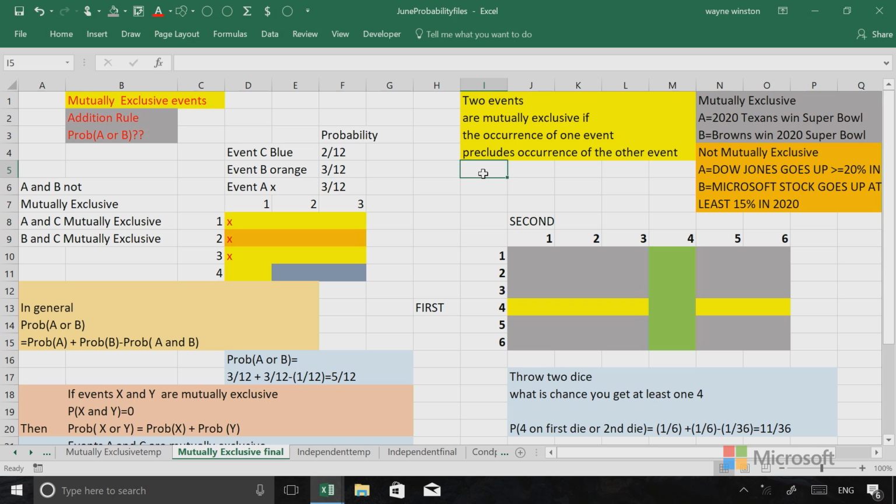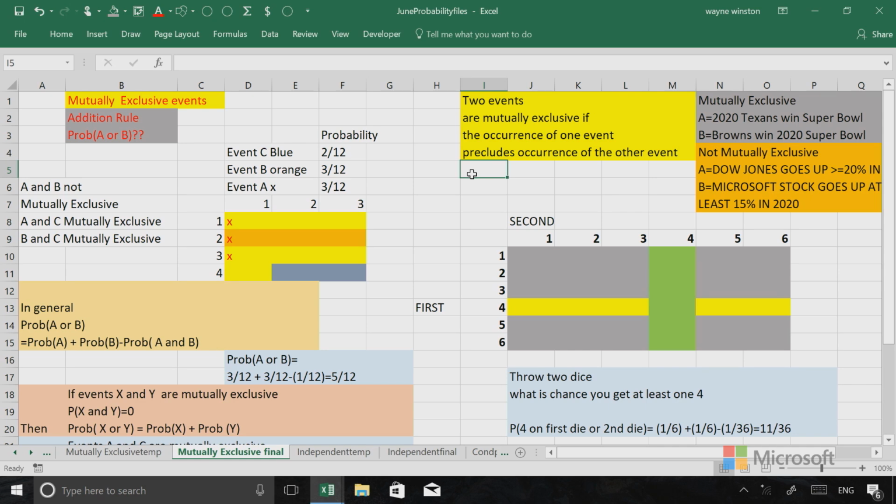In this video, we're going to discuss two important concepts in probability: the concept of mutually exclusive events, and then the addition rule for probability, which lets us determine the probability that event A or event B will occur. So let's talk about mutually exclusive events first. Two events are mutually exclusive if the occurrence of one event precludes the occurrence of the other event.